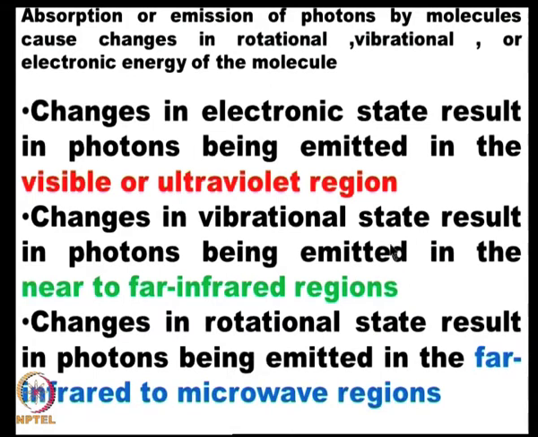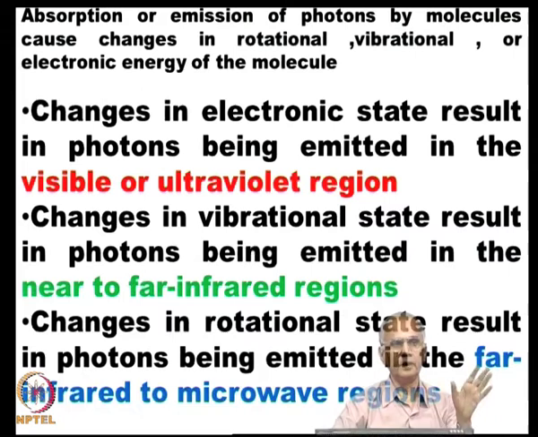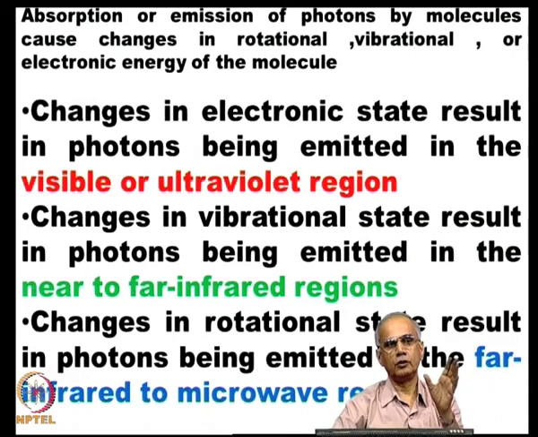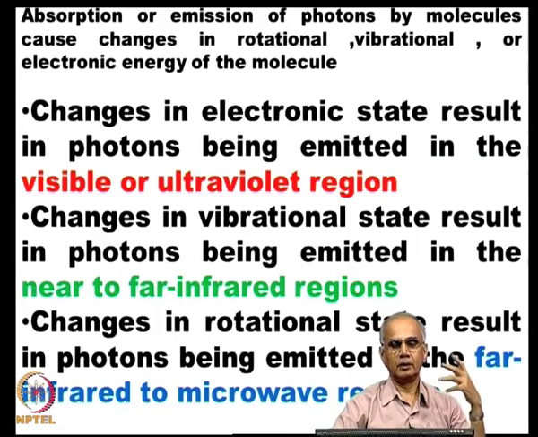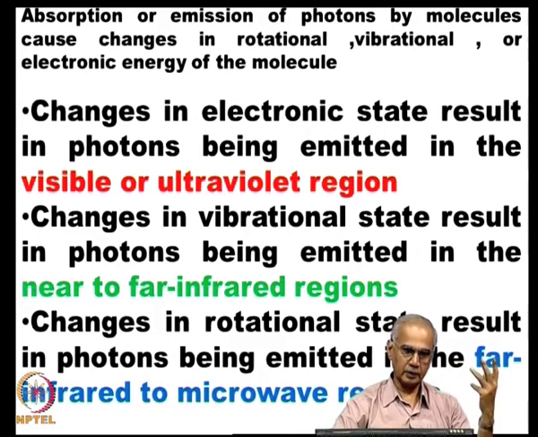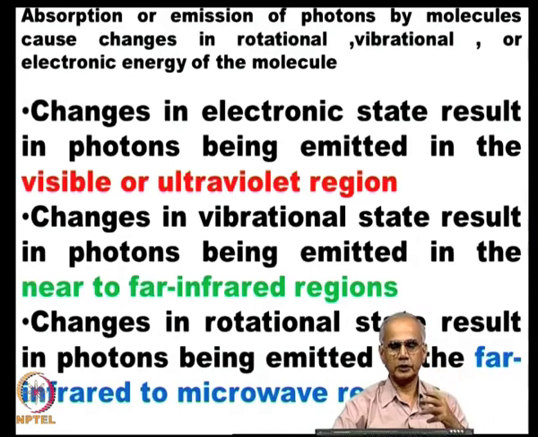So, as soon as you see a photon in a certain wavelength range, you must be able to guess which transition in the molecule caused this photon to be emitted. Just by looking at the wavelength of the photon, you can make a judgment about which part of the molecule the transition occurred in: the electronic part, the vibration part, or the rotation part.